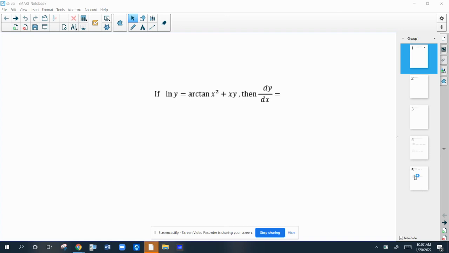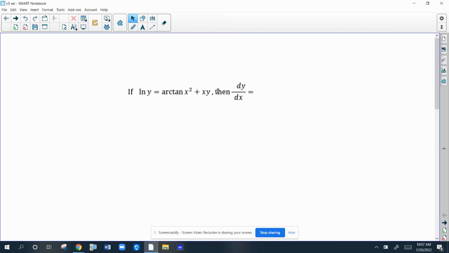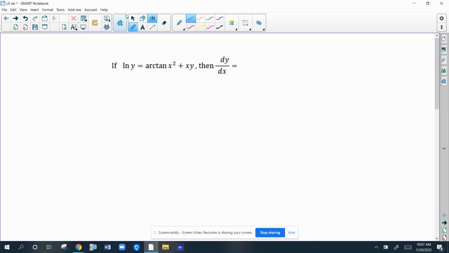Here's a question. It's a derivative question, but it's going to require implicit differentiation, as you can see. It's not a function of x. So we're just going to carefully do that. Every time you see a y, remember the derivative of y with respect to x is dy/dx or just y prime. So here we go.